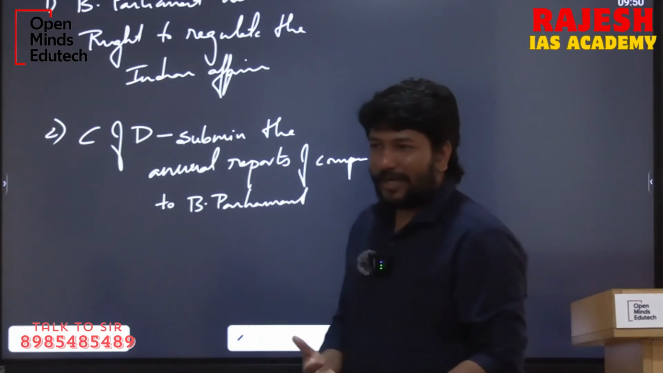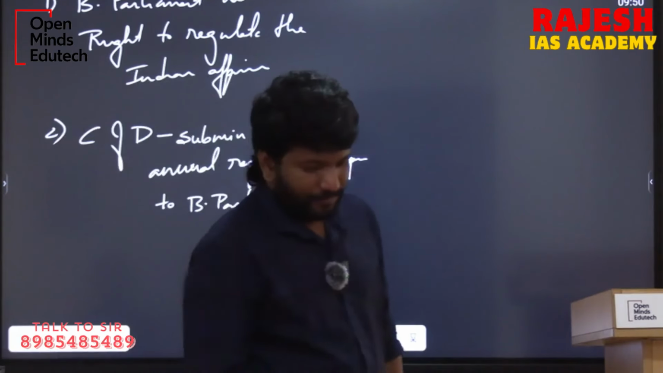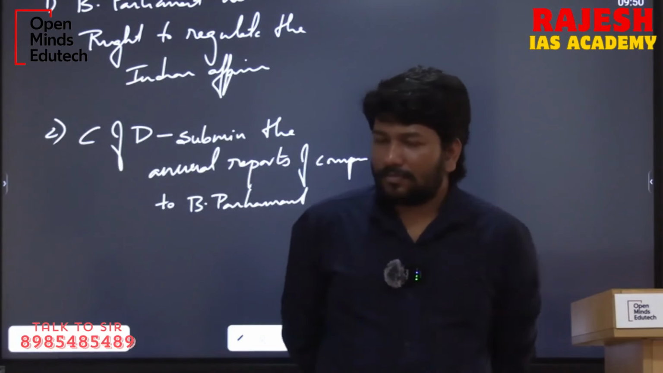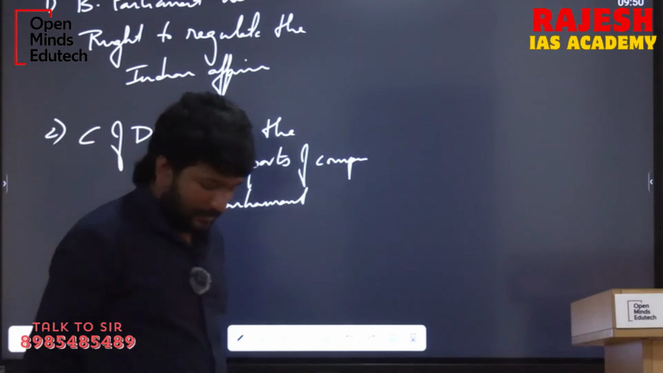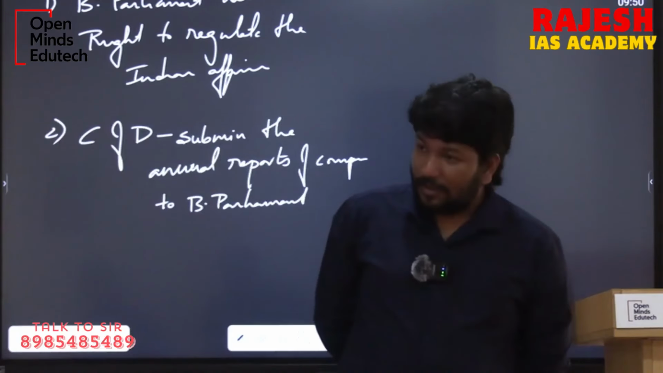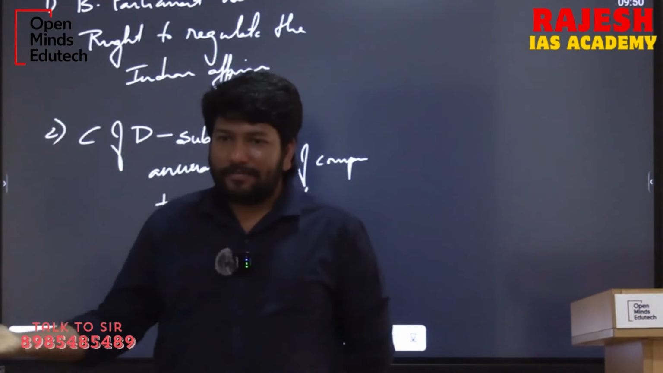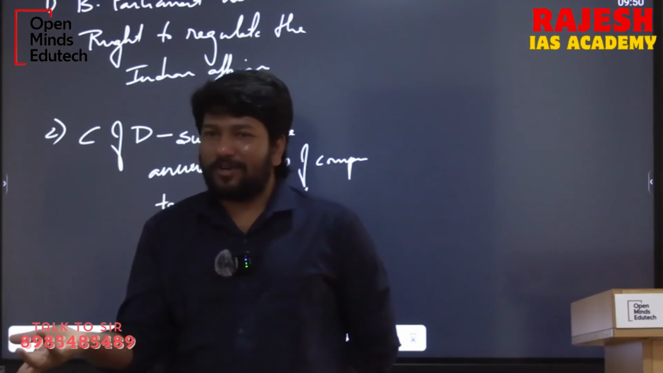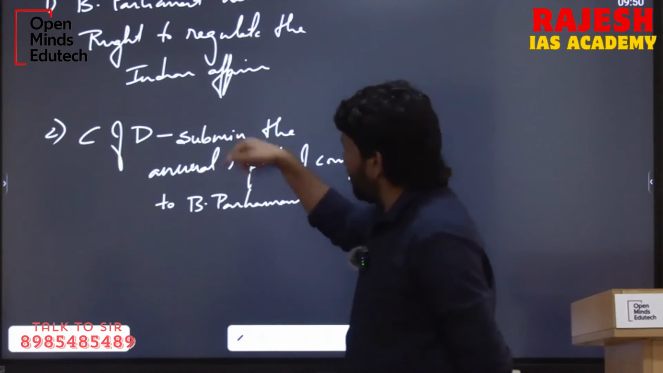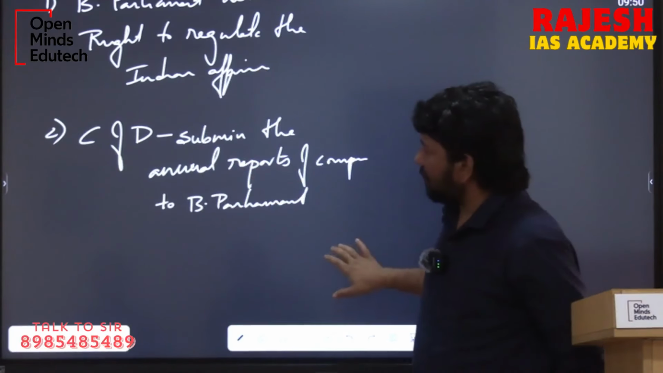So I will scrutinize the accounts. What will the CAG do? Whatever the government is spending, the CAG will do the auditing and give it to Parliament. Parliament will scrutinize. So this is how it said company affairs in India will be scrutinized. Clear?